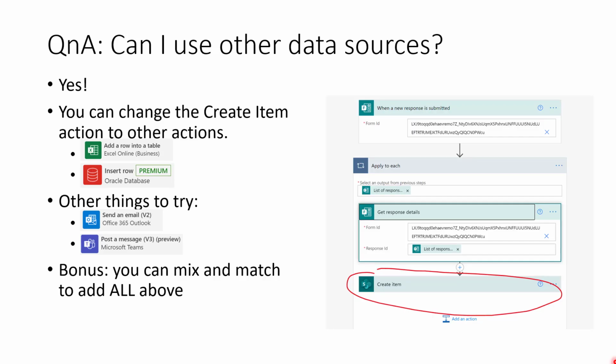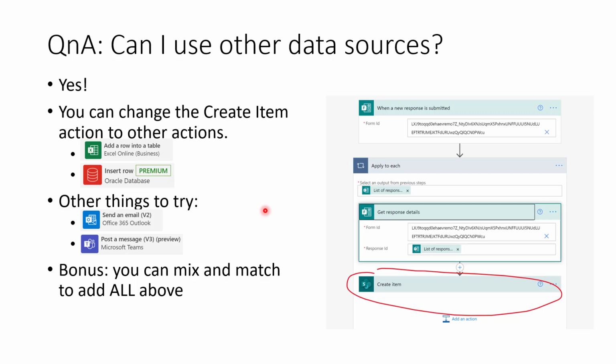Let's go into some Q&A here. The first question is, can you use some other data sources to replace the SharePoint list? The answer is absolutely yes. In Power Automate, you can change the SharePoint create item action to other actions. For example, you can add a row to a table in Excel Online, so your data source becomes Excel. Or you can even insert a row in a SQL database or an Oracle database. So now your new data source becomes a database.